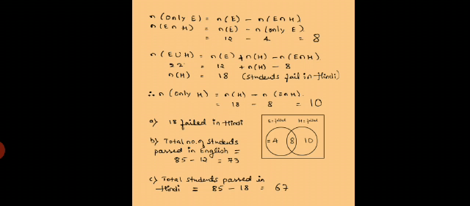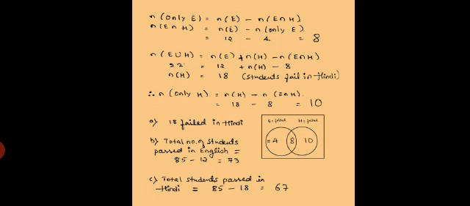So in the Venn diagram I have shown, E for English, the number of students who failed only in English is 4. In Hindi, 10 students have failed only. In both subjects, 8 students have failed. So the total failed students in Hindi is equal to 10 and 8. Add 10 and 8, you will get 18.